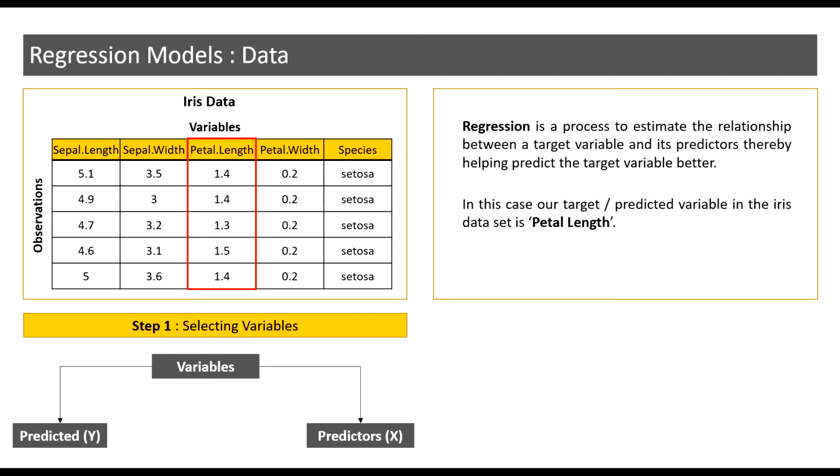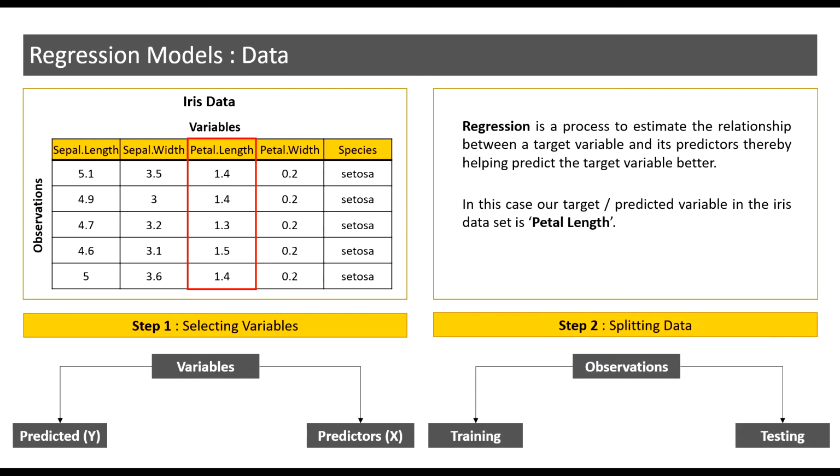Now coming back to the iris dataset, in this case, I have chosen petal length as my target variable. So I need to carefully select those x variables from the same dataset so that we can help predict petal length much better. Now how do we do that? Well, we will explore more about variable selection in the subsequent videos.